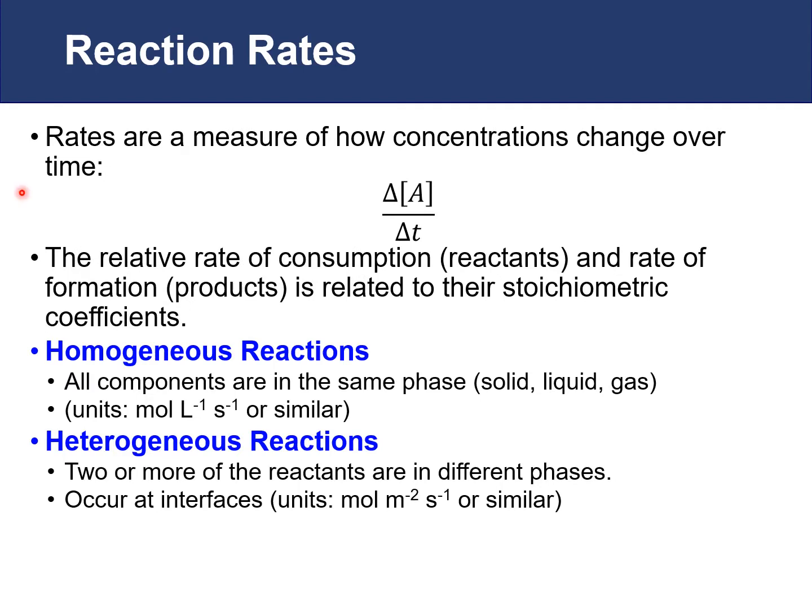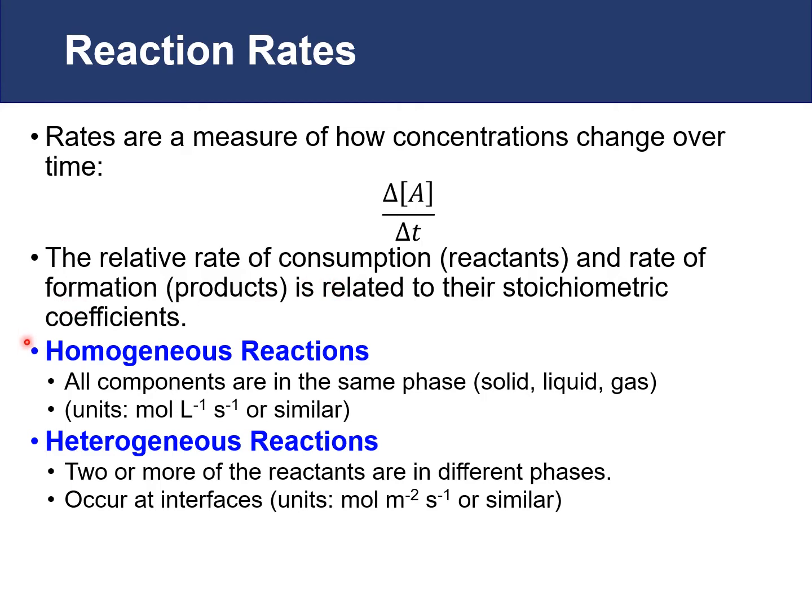Rates are the measure of how concentration changes over time. So it would be the change, delta, and the square brackets tell us that we're dealing with concentration. So it's the change in the concentration, in this case of component A, over our change in time. This is essentially a relative rate. Relative rates are the rate of consumption in terms of reactants, or the rate of formation in terms of products. It is related to their stoichiometric coefficients. We will talk about this in our next slide.